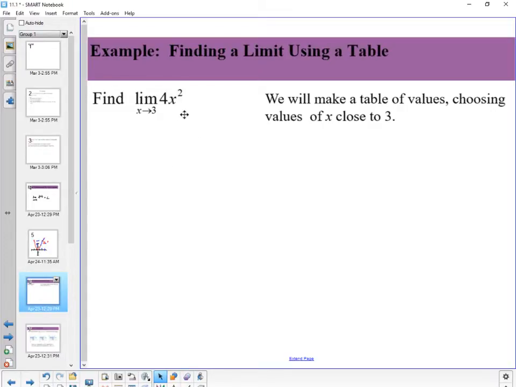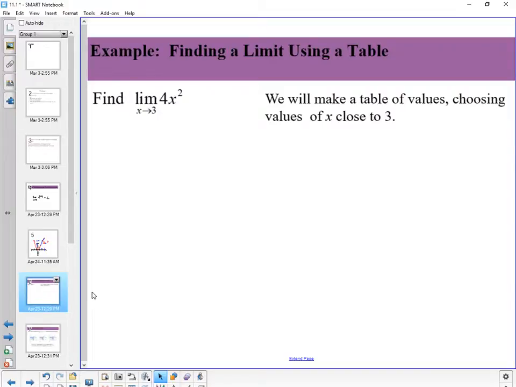I'm going to move on. So here we have a question for us. We've got this function. The function happens to be 4x squared. They want to know what we're approaching as x approaches 3. So what y value are we getting closer to as we get closer and closer to 3? 36? Yeah, it is. It's 36.